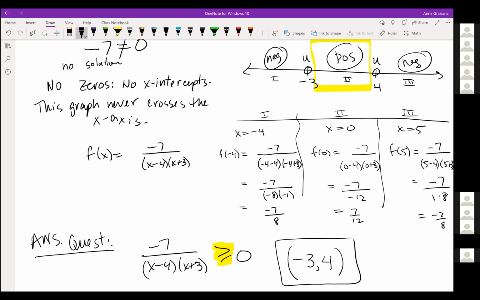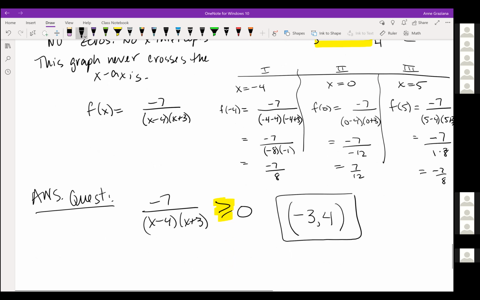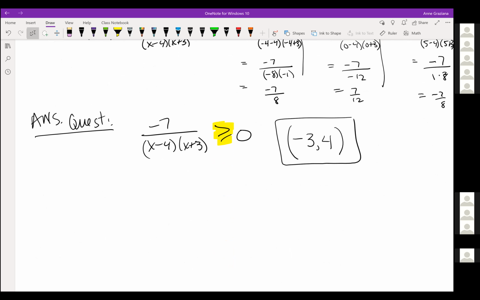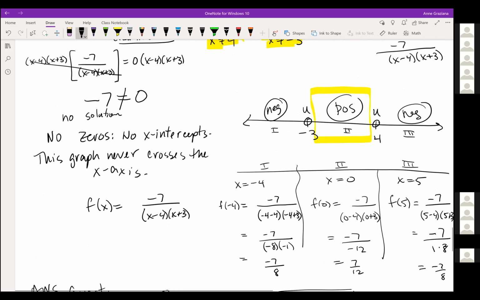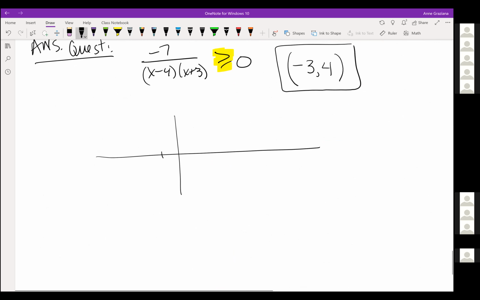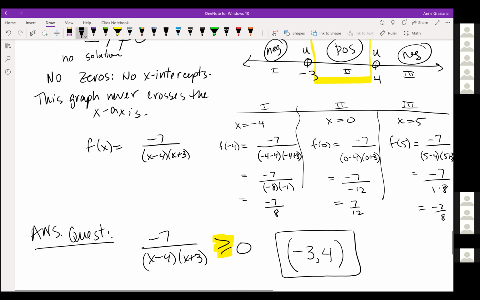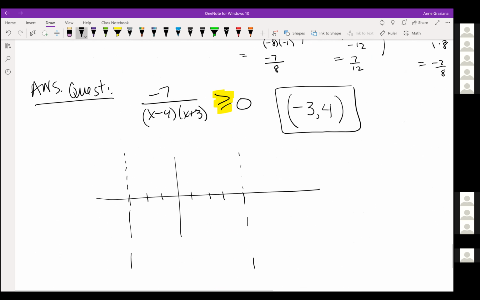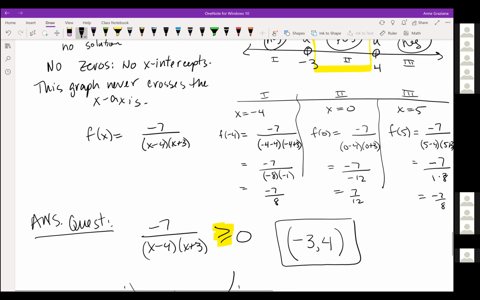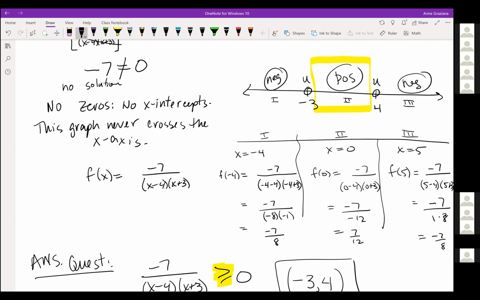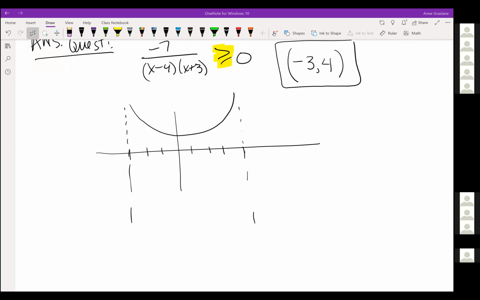I want you guys to have a little bit of a visual of this graph real quick. I know I'm almost out of time here, but what is this graph really looking like? The undefines are -3 and 4. Those are going to be what we call vertical asymptotes. It's going to look like that. And the middle part is above. So it's going to do something like this. And then do you see how the ends on both sides is negative? That means my graph is going to do something like this.